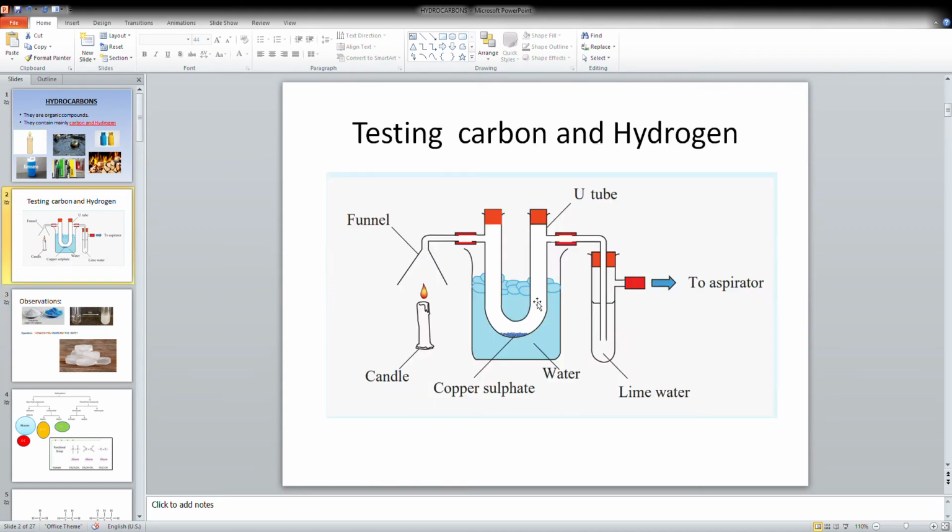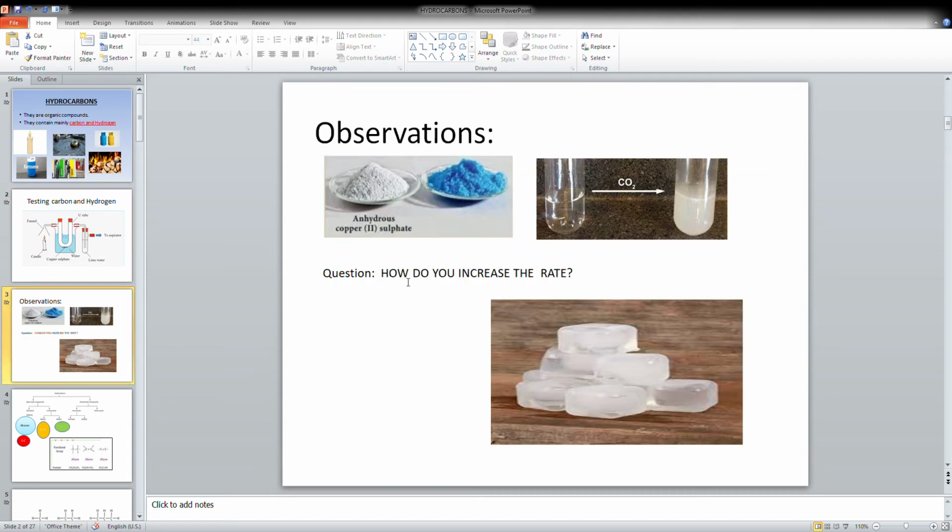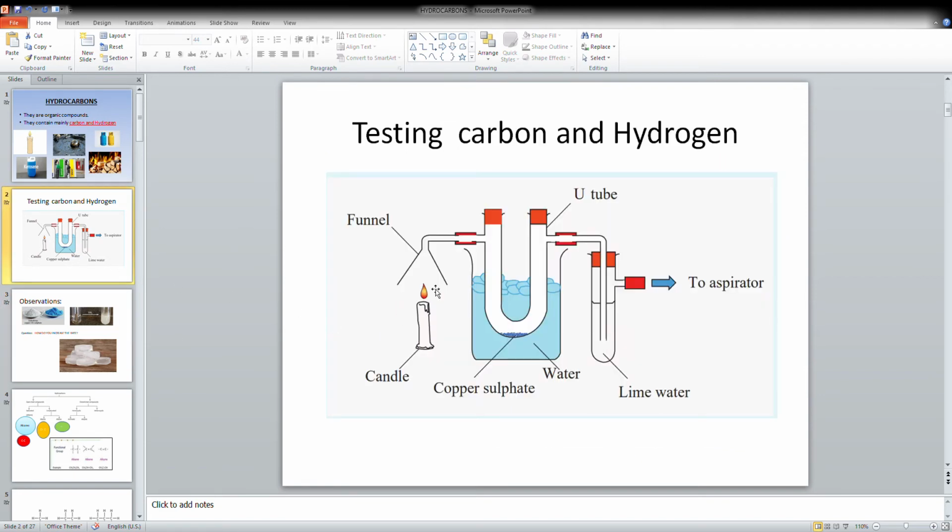The next thing you can see is another test tube containing lime water, which is normally a colorless solution. Once you burn this candle, what happens? In the burning process, the hydrocarbon burns with oxygen and releases carbon dioxide and water. We know these are the end products. Both are in gaseous state as they pass through this tube.